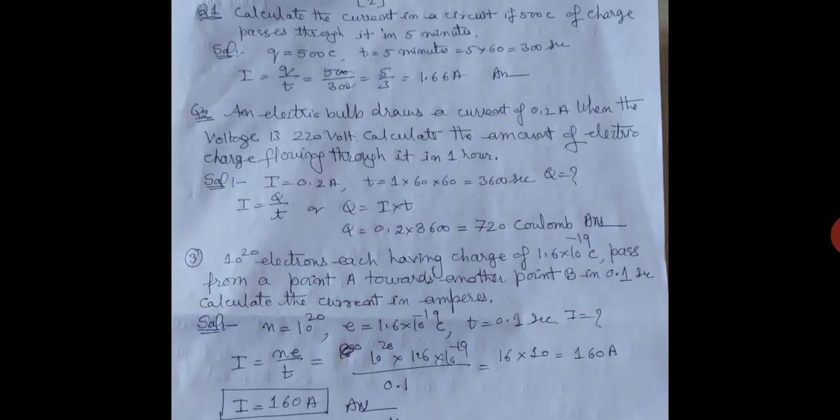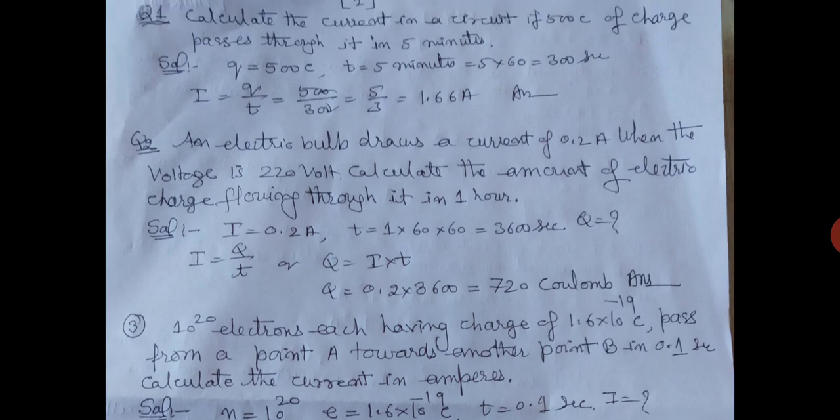See page number 2. Now we will solve some numerical problems based on this formula which we have already discussed. Question number 1. Calculate the current in a circuit if 500 coulomb of charge passes through it in 5 minutes. First of all, you write the parameters. Q is equal to 500 coulomb. Time is 5 minutes. You have to convert it into seconds. Now I is equal to Q by t means 1.66 ampere current flows in the circuit.